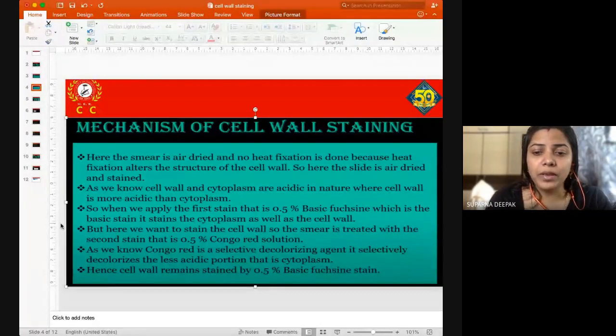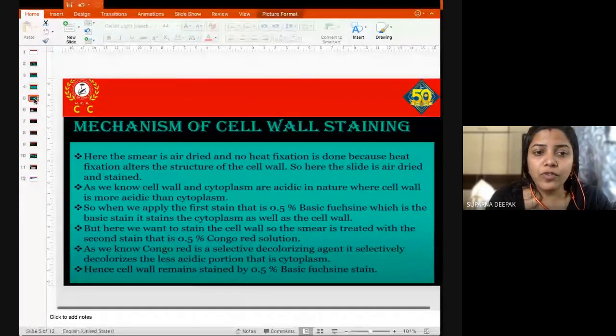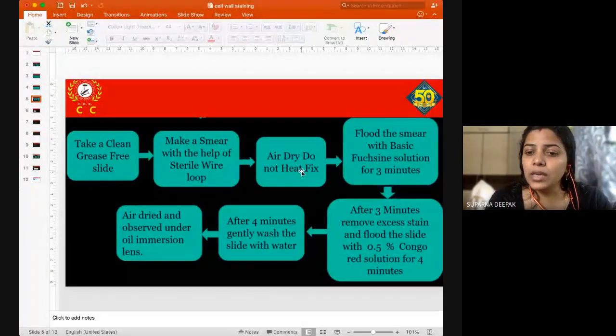Okay, good. So let us move forward. What is the procedure? How do we do the procedure? Simple. Take a clean grease-free slide. Make a smear with the help of a sterile loop. I'll show you a video of how to make the smear and all those things.